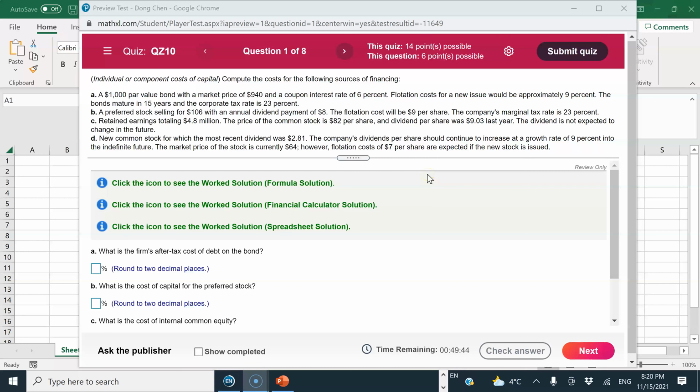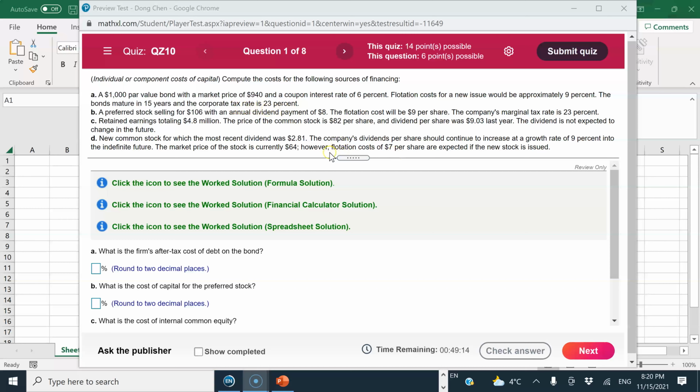This is question number 1 of quiz 10 for chapter 9. So this question has multiple parts. Part A: a $1,000 par value bond with a market price of $940 and a coupon interest rate of 6%. Flotation cost for a new issue would be approximately 9%. The bonds mature in 15 years and the corporate tax rate is 23%.